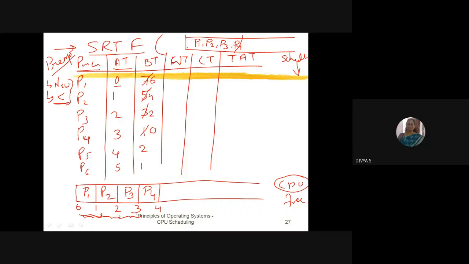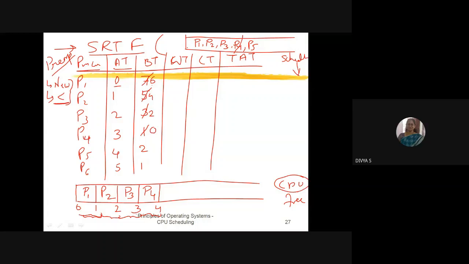What is that objective? The purpose of this algorithm is to execute the shorter burst time processes first, isn't it? Now P4 is the first process which is successfully executed completely. Now by this time, are there any new processes arrived? P5 has arrived and it is available and waiting for execution. Now if you look at the burst times, P5 burst time is 2.